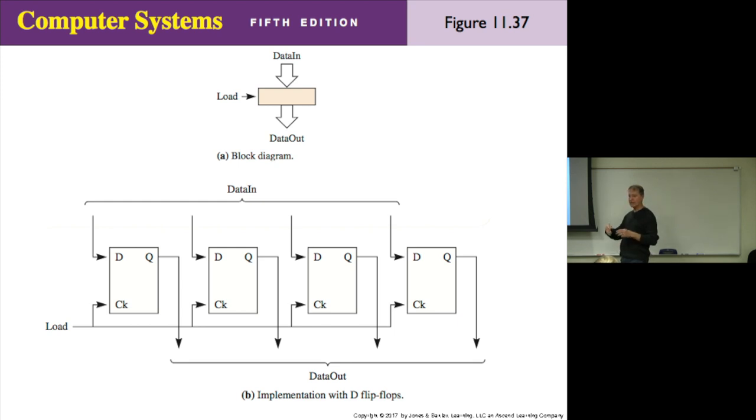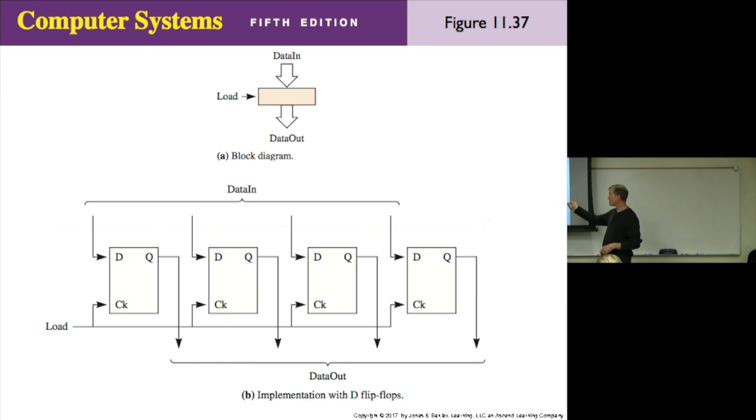But you can see if it were 8, there'd just be 8 of them, and 16, there'd be 16 of them, right? 32, 64, whatever. And so in part B, what we see is this pipe that says data in coming in is actually 4 lines, and each line is going to the D input of a separate flip-flop. And then the data out is simply the what? The Q. And we don't care about the Q bar. We just ignore it.